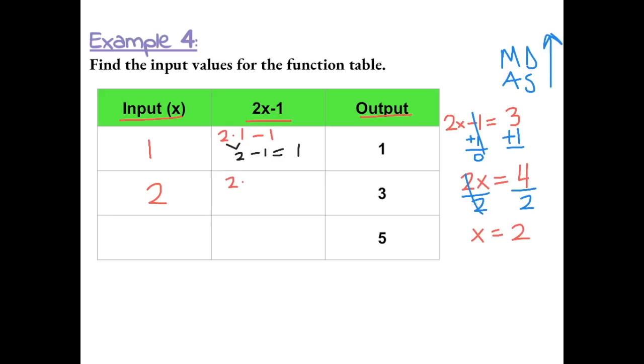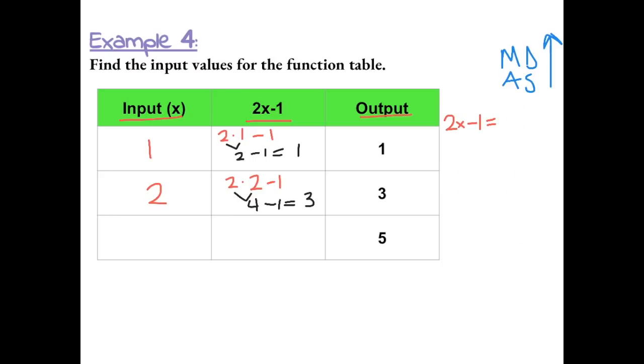So 2 times 2 minus 1. 2 times 2 gives us 4. 4 minus 1 gives us 3. So that's correct. So now we're going to set our function rule, 2x minus 1, to our last output, 5, and solve for x. So we need to add 1 on both sides.